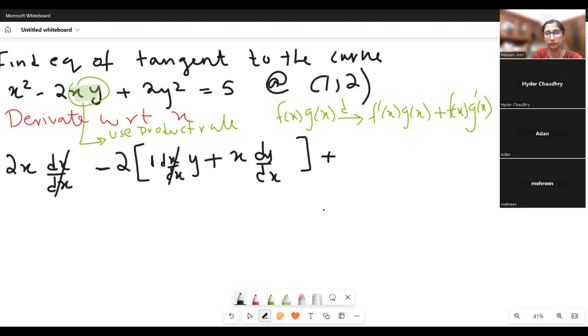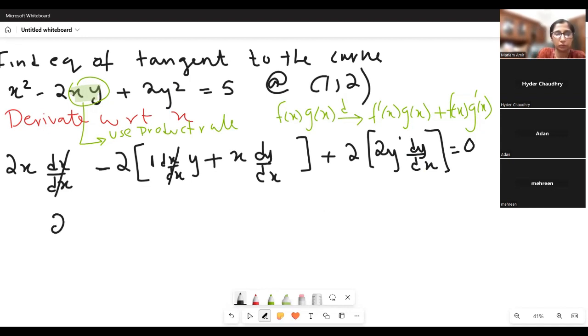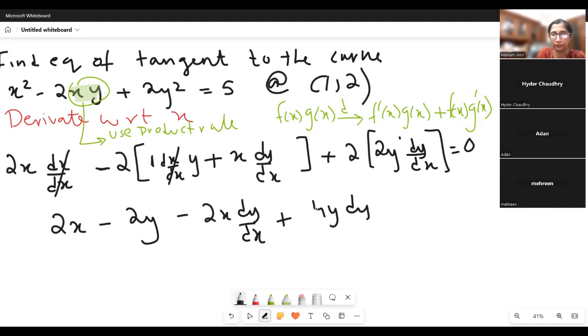Then this plus 2, and then we have to derivate y square, which is 2y power 1, and then you have to derivate y with respect to x again, dy over dx. Equals to derivative of 5 is going to be 0. So that's 2x minus 2y minus 2x dy by dx plus 4y dy by dx equals to 0.